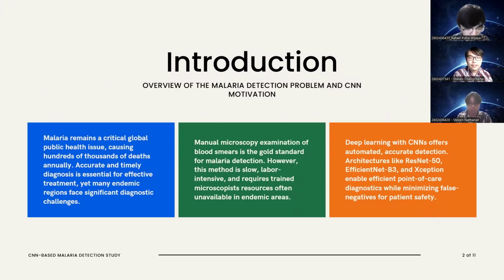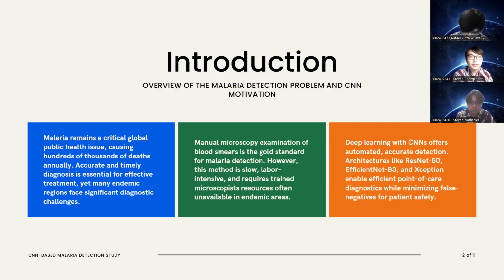To set the stage, malaria is still one of the world's most serious public health problems, causing hundreds of thousands of deaths every year. The key to saving lives is fast, accurate diagnosis, but that's exactly where many endemic regions struggle. Today, the gold standard for diagnosis is manual microscopy, where a trained expert examines a blood smear image under a microscope. It works, but it's slow and labor intensive, and depends on skilled microscopists who simply aren't available in many of the areas that need them the most.